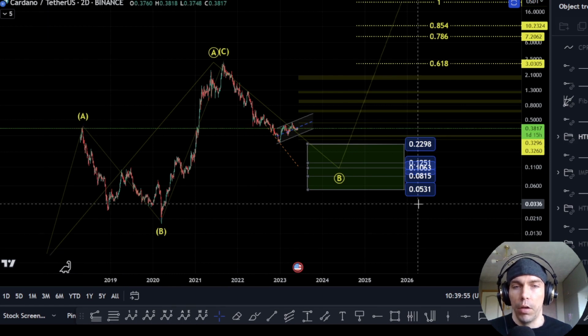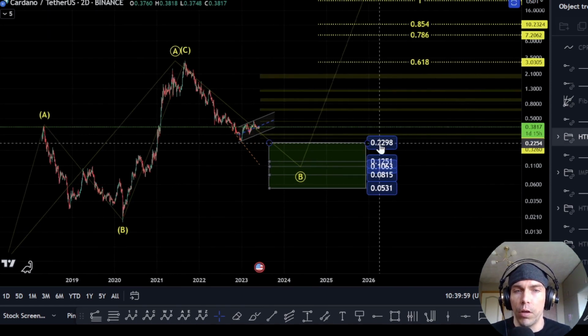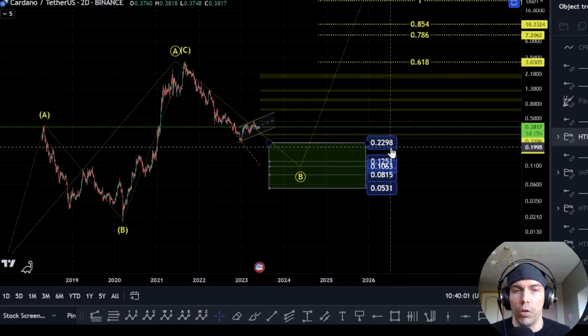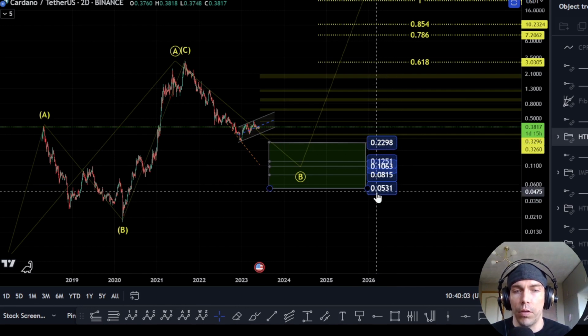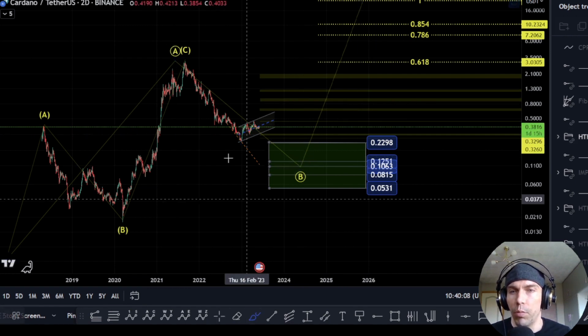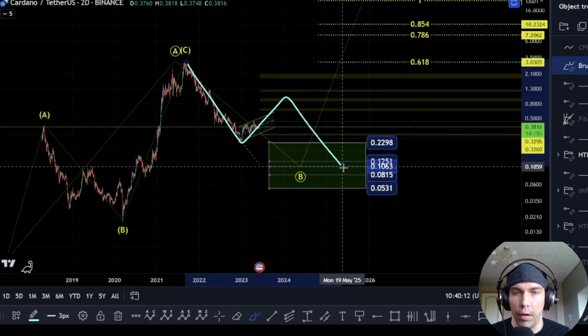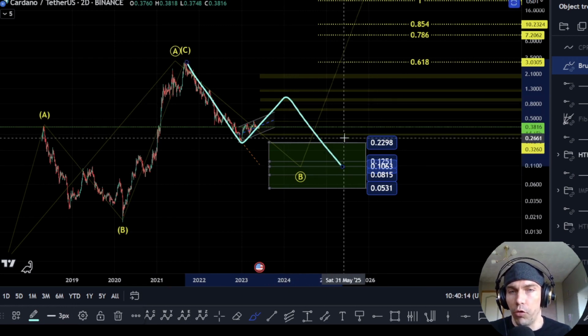Of where we could see a reaction. Now, if this is the case, what we could actually be looking for is a deeper B wave here, which is looking to come down into this zone of 2298 to this zone of 0531. So this would require a deeper correction here, and what I'd be looking for effectively would be something like this as an A, B, and a C, looking to push down into this zone here.